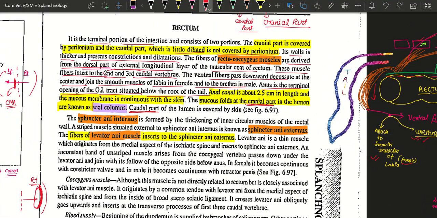And the anus is the terminal opening of the GI tract and situated below the root of the tail. This is the anus, right? This is the anus and it is situated at the root of the tail. That's very clear. The anal canal is about 2.5 centimeters in length and the mucous membrane is continuous with the skin.